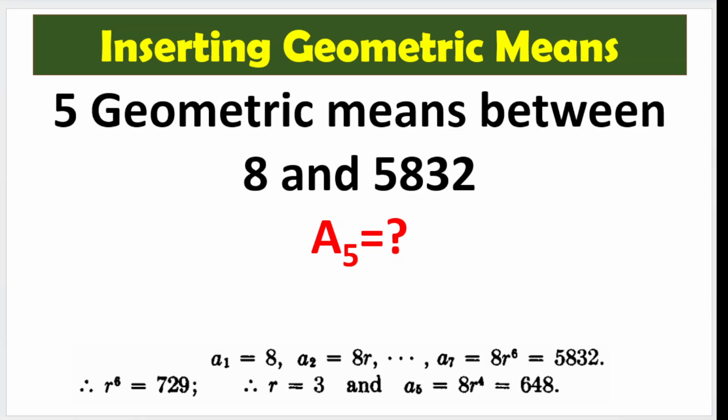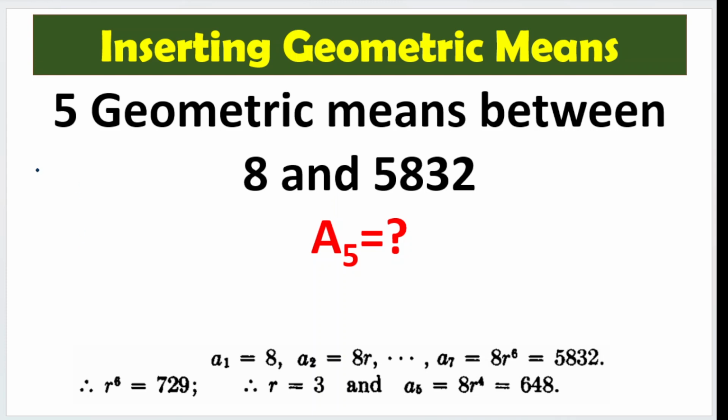In this problem, we have to insert five geometric means between 8 and 5832, and then find out what the term A5 is. Let us see how to insert geometric means.